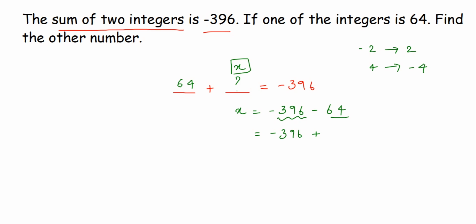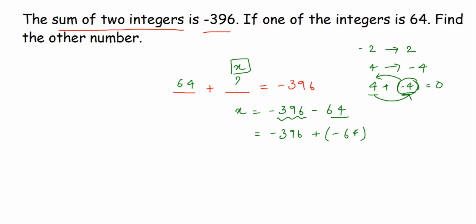Now how do we get this additive inverse? When we add a number to its negative, that is 4 plus minus 4, we get 0. In that case, we say that 4 and minus 4 are additive inverses. That is, the additive inverse of 4 is minus 4, and for minus 4, its additive inverse is 4. So here we will write the additive inverse of 64. Now 64 is positive, so its additive inverse will be minus 64.